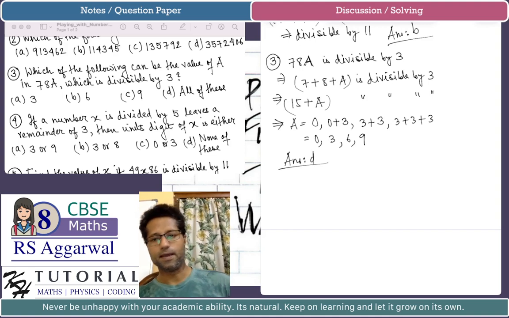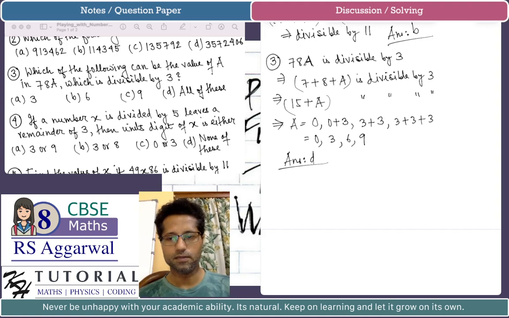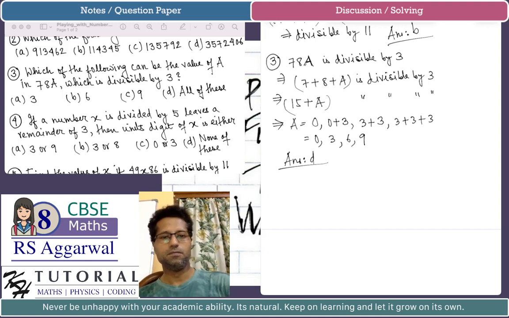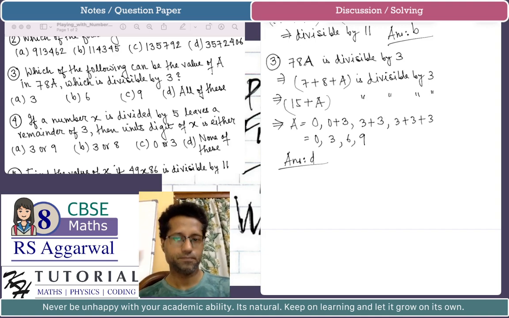A can be 3. If A is 3, then 15 plus 3 is 18, which is divisible by 3. Similarly, if A is 6 or 9, the sum 15 plus A will be divisible by 3. So the correct choice is all of these.